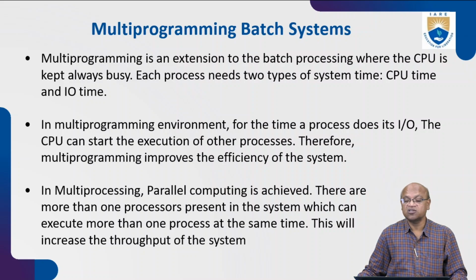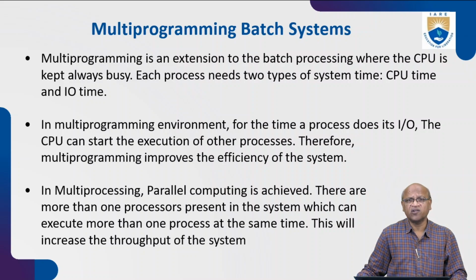Multi-programming is an extension of batch processing, where the CPU is kept always busy. Each process needs 2 types of system time, CPU time and IO time. We have already seen what CPU time and IO time are. Whatever job is sent to the CPU, the time the CPU takes to execute that instruction is called CPU time. IO time means the time spent on requirement of inputs for that job, that is, time spent with the IO devices.